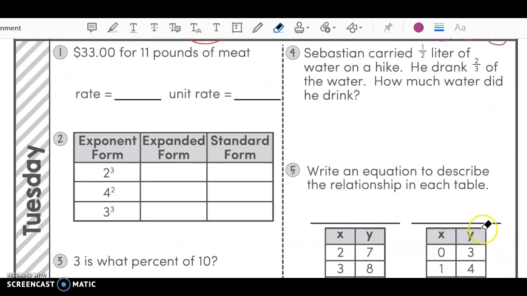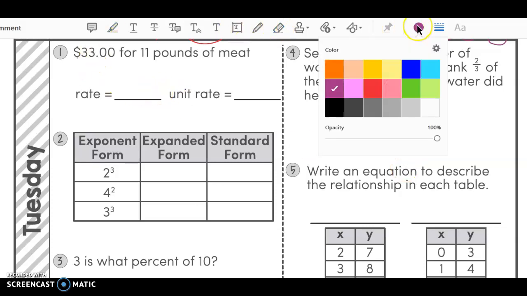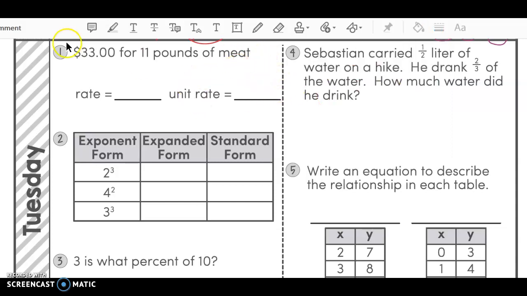Okay, so we're going to take a look at this one. Our purple marker. Perfect. There we go. So $33 for 11 pounds. Well, the rate is, it's telling you it's $33 for 11 pounds. So we're doing a ratio of $33.